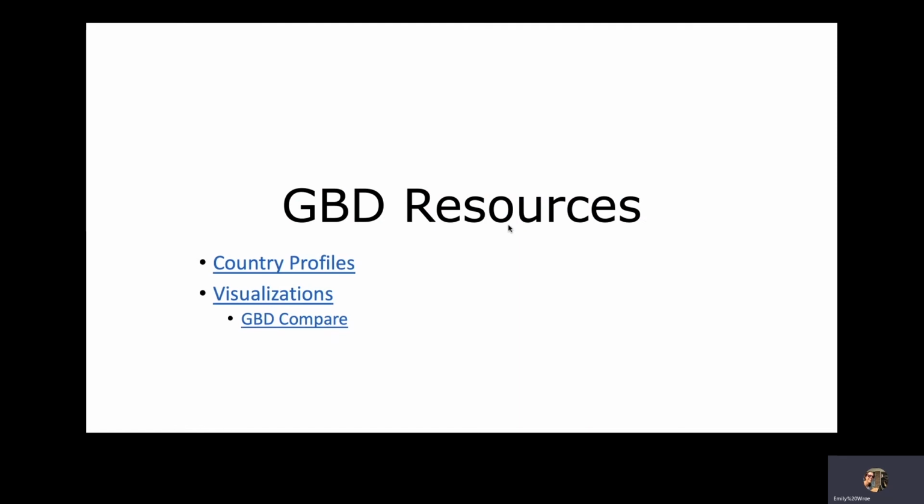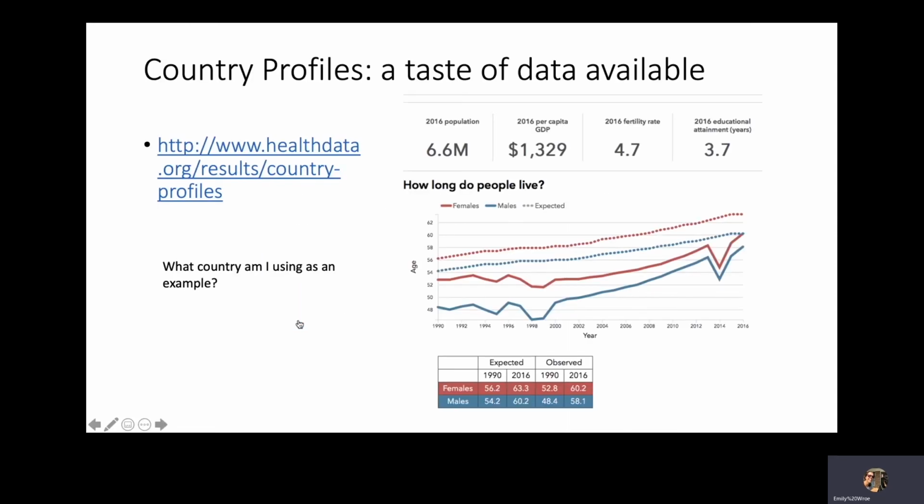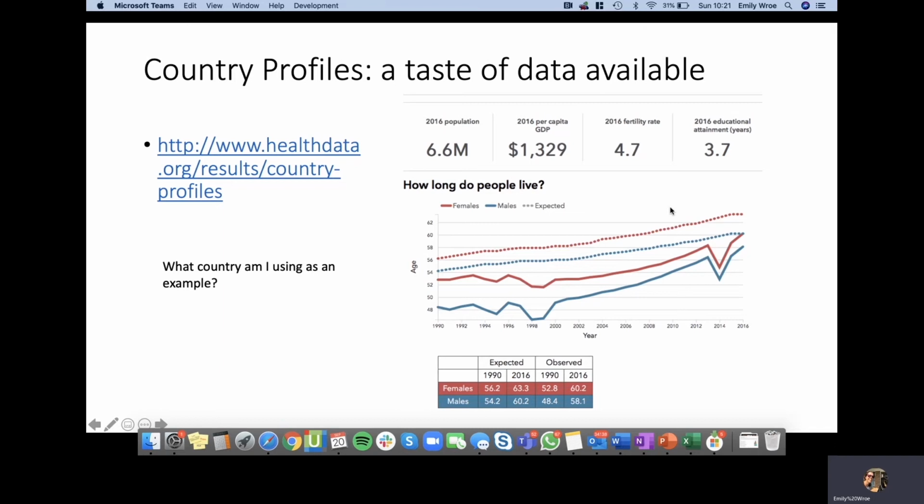The Global Burden of Disease resources, just some practical things for you to look at. There are country profiles, and then there are visualizations. In country profiles, this is a country with 6.6 million population. It tells us the GDP per capita, the fertility rate, and the educational attainment. And then you can look over time at life expectancy. This country is Sierra Leone. I mentioned, remember, the Ebola epidemic can cause big blips. The earthquake in Haiti did this to life expectancy, and we probably will see something similar for COVID in the coming years. So this is a Sierra Leone example.